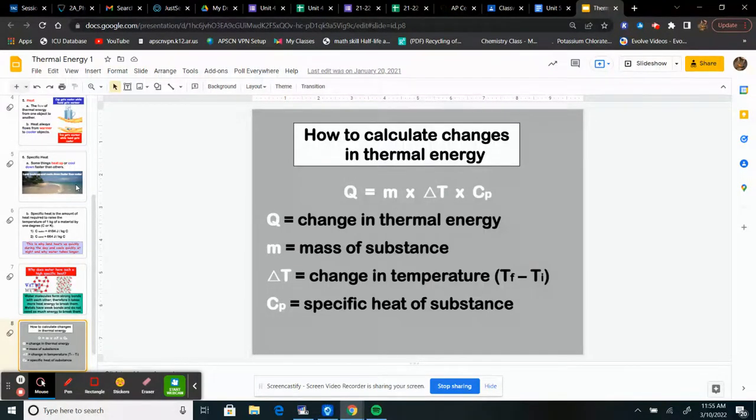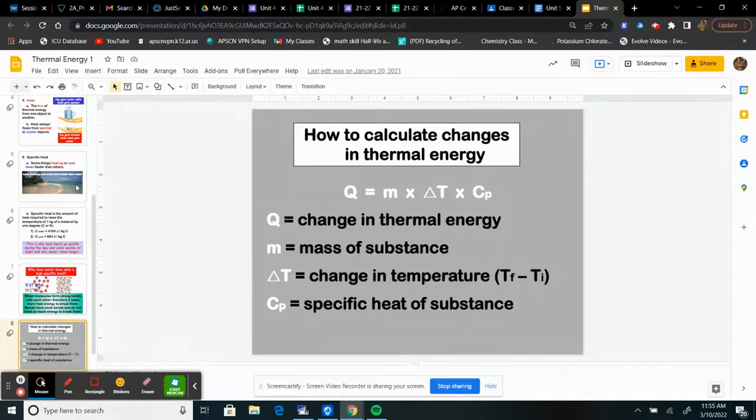Q is going to be your total thermal energy. It is measured in joules. M is going to be our mass or weight of the substance. Generally, this is going to be measured in grams. And our delta T is the change in temperature, the final temperature minus the initial temperature. And of course, last, C is going to be our specific heat of a substance.